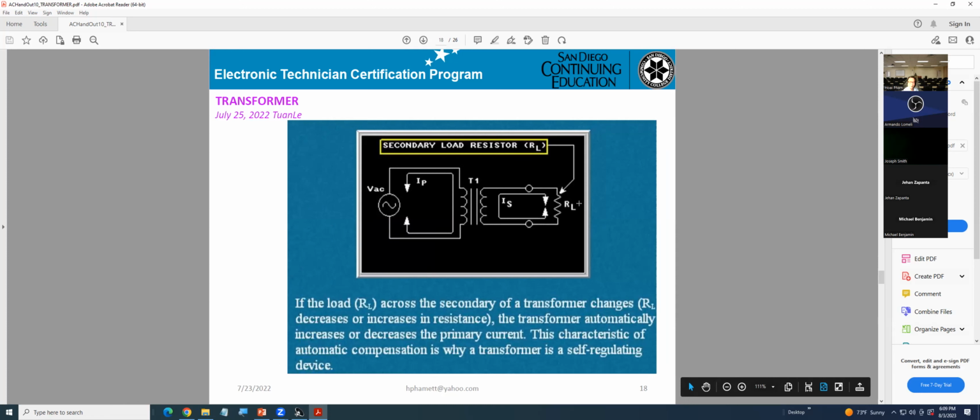Now you get a load right here on the secondary. If the load RL across the secondary of the transformer decreases or increases in resistance, the transformer automatically increases or decreases the primary current. This characteristic of automatic compensation is why a transformer is a self-regulating device. That means if you change that one, then the current will be changing.